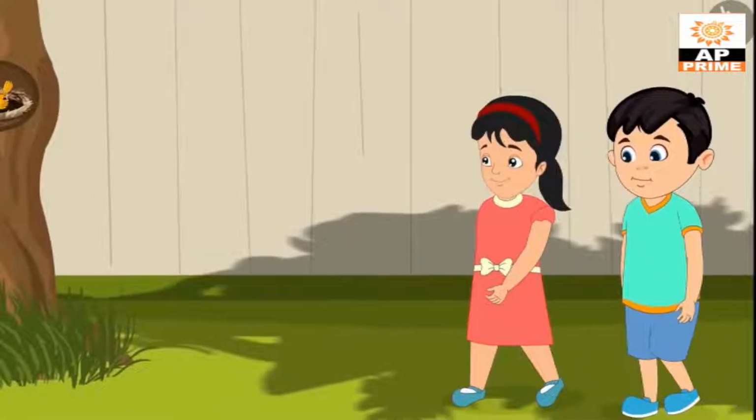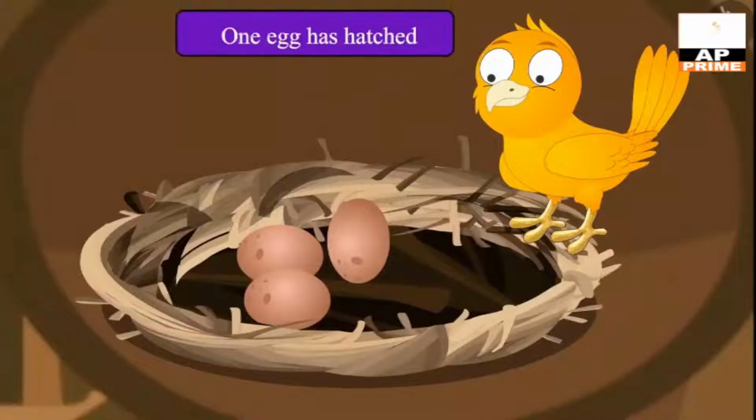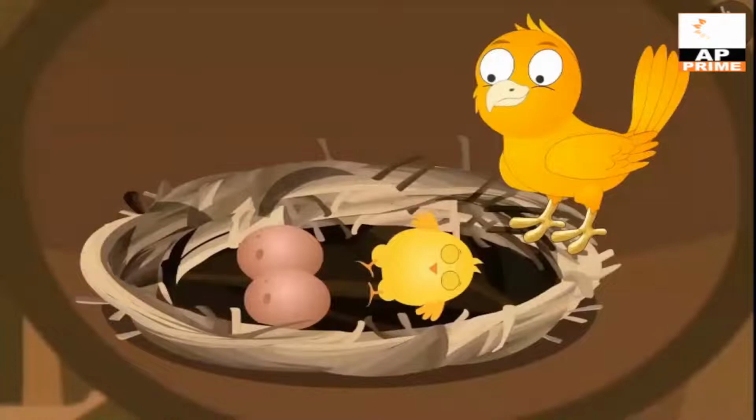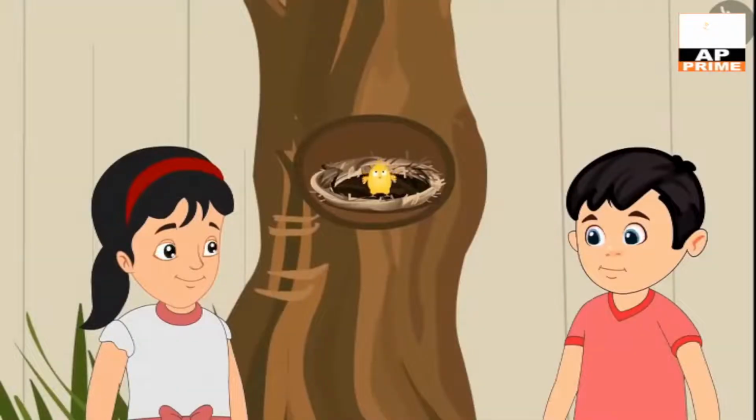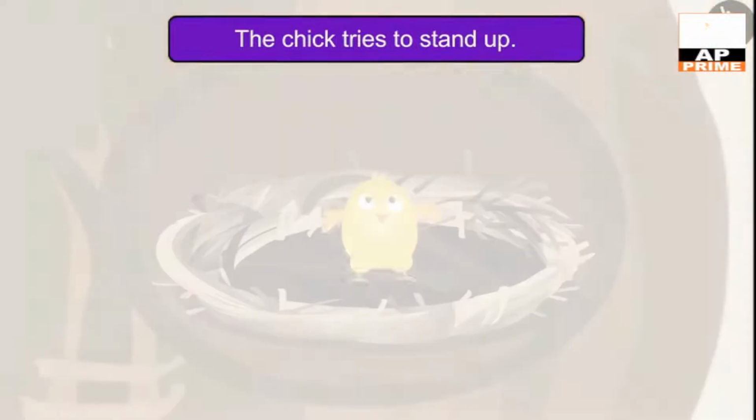Pinky and Chotu come to see the eggs every day. One day they saw that out of all, one of the eggs had hatched. And as the egg hatched, one chick came out of it. His eyes were not open yet. He was lying comfortably. After a few days, when Chotu and Pinky came, they saw that the chick's eyes had opened and he was trying to stand.